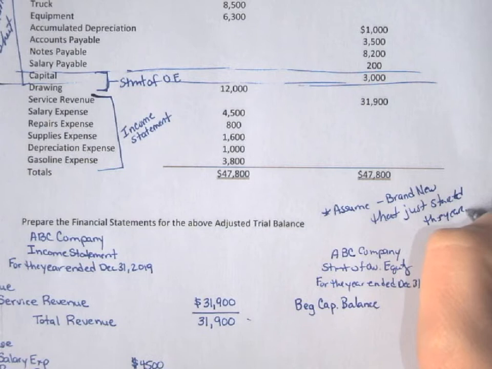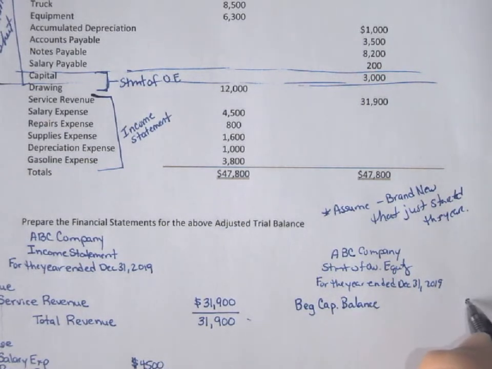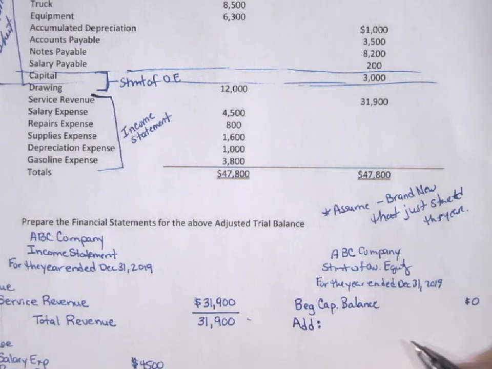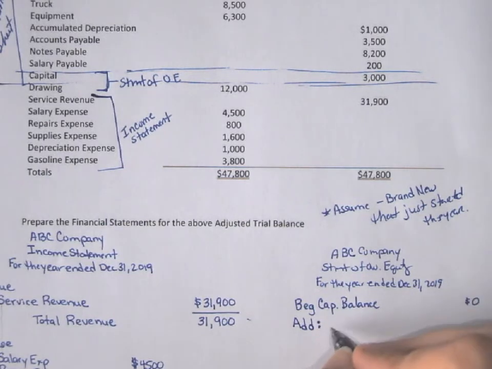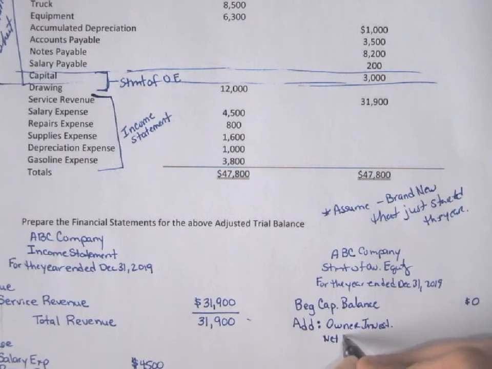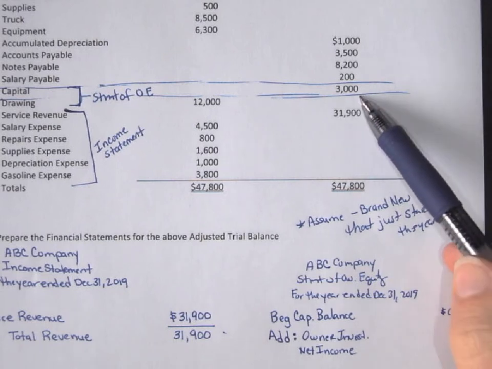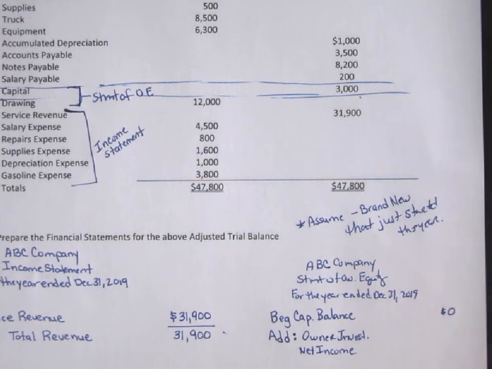So if this company just started this year, then my starting capital balance is going to be 0. The other thing that I would look at is that when I have my statement of owner's equity, I do have to add some things to it. Those things would be the owner contribution or any owner investments that the company had. I would also add net income in this section too. So this $3,000 is a brand new company. Since I have money in capital, that means that the owner did invest that money.